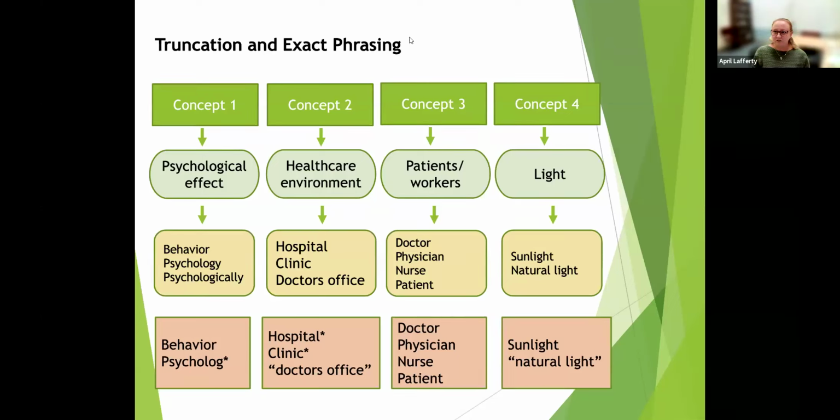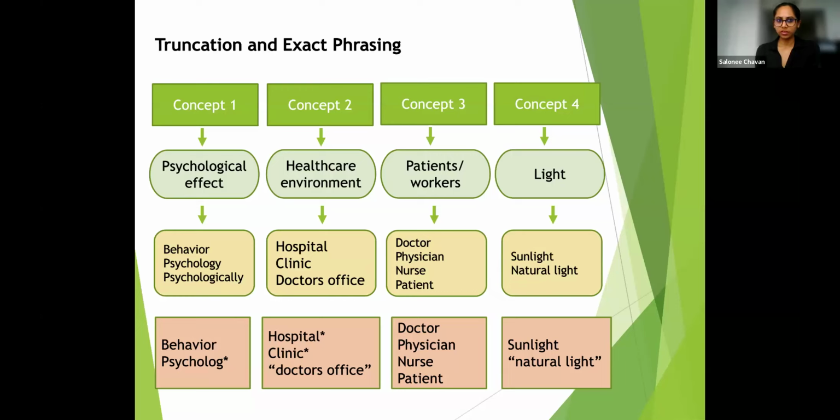Exact phrasing is used when you want to search for a phrase using two or more words. So I have the example here, doctor's office. If you wanted to search for those two words together, and you put quotation marks around it, it will narrow out anything that is not that exact phrase. Does that make sense? Mm-hmm. So far, so good?